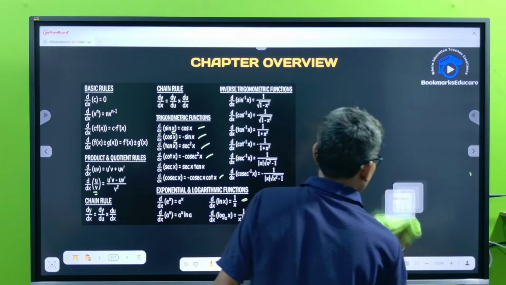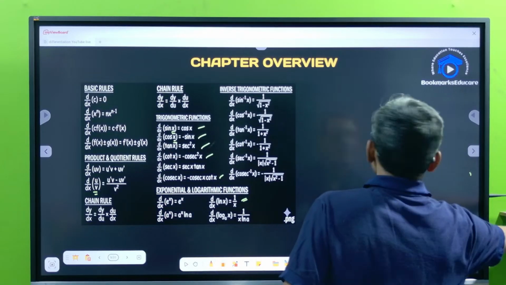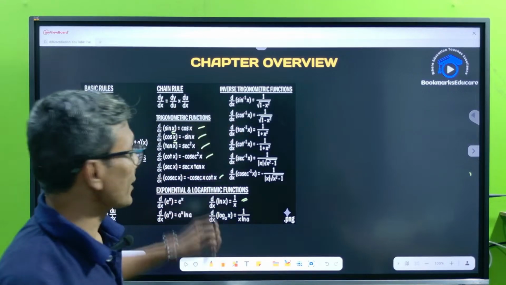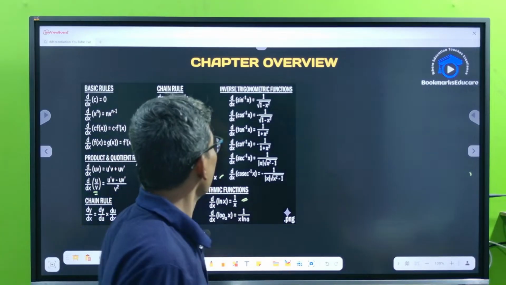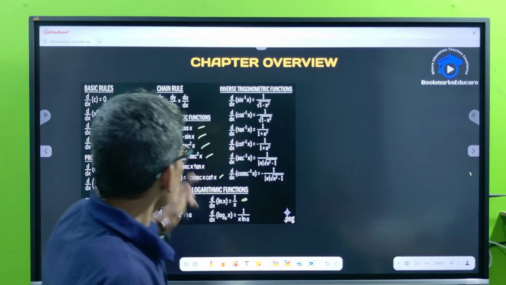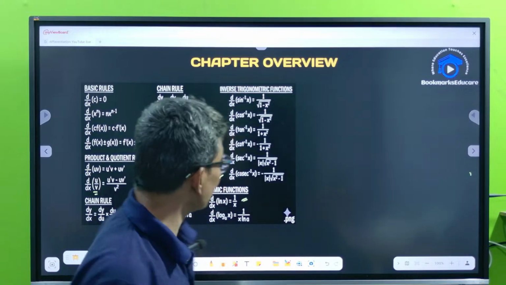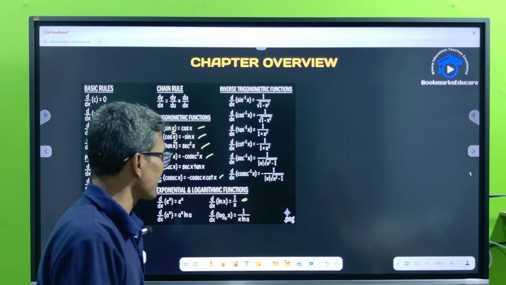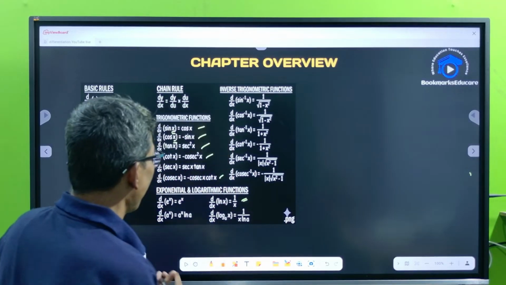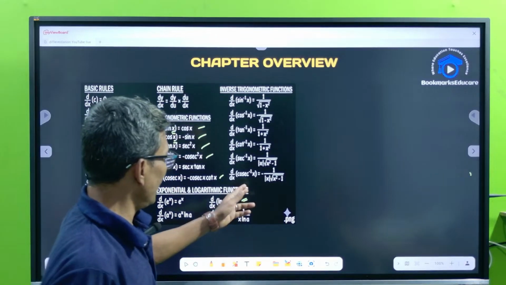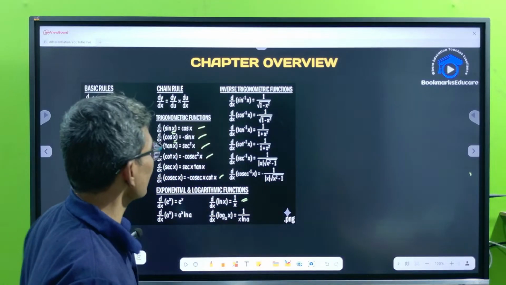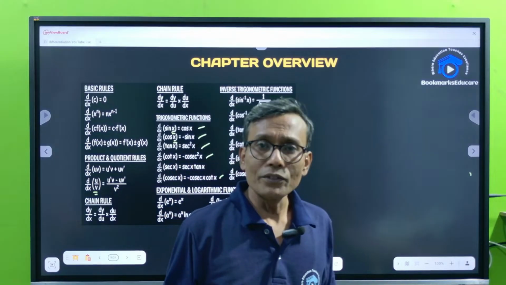Differentiation of inverse trigonometric functions: d/dx of sin inverse x is equal to 1 by root over 1 minus x square. d/dx of cos inverse x is equal to minus 1 by root over 1 minus x square. d/dx of tan inverse x is equal to 1 by 1 plus x square. d/dx of cot inverse x is minus 1 by 1 plus x square, and d/dx of sec inverse x is equal to 1 by mod x into root over x square minus 1. d/dx of cosec inverse x is minus 1 by mod x into root over x square minus 1. So this is all about the formulas of derivatives.